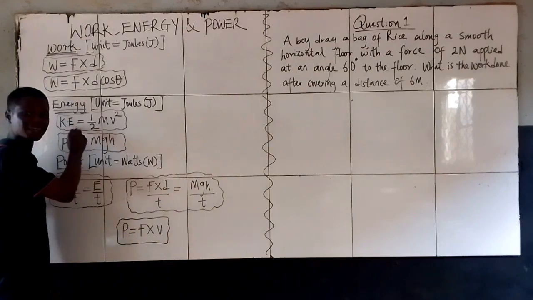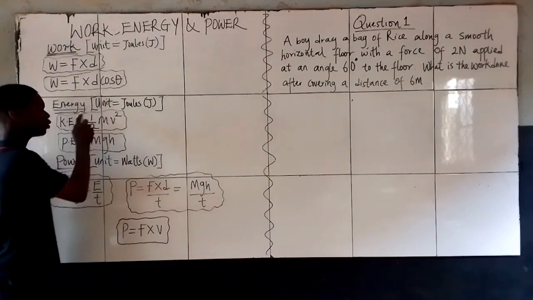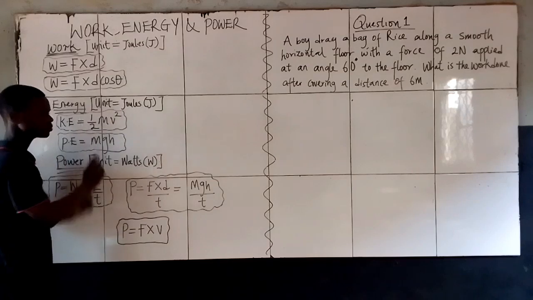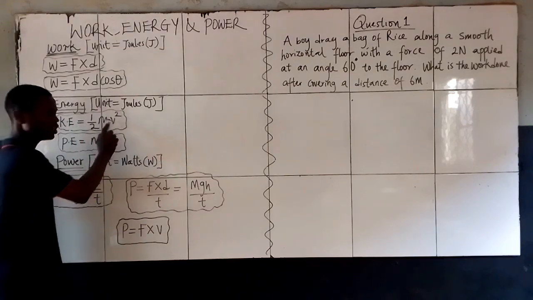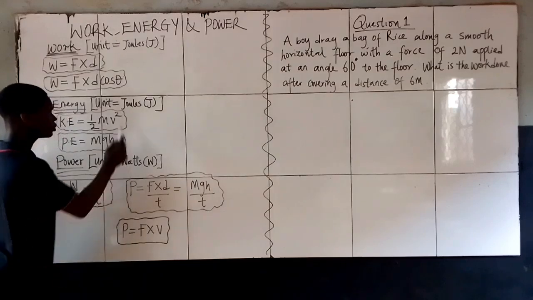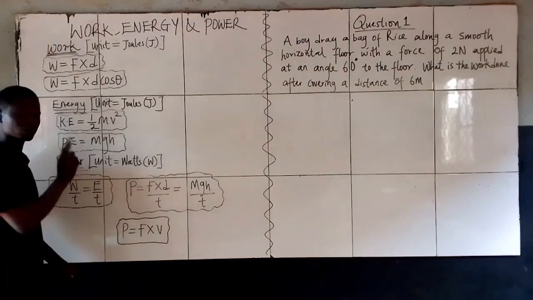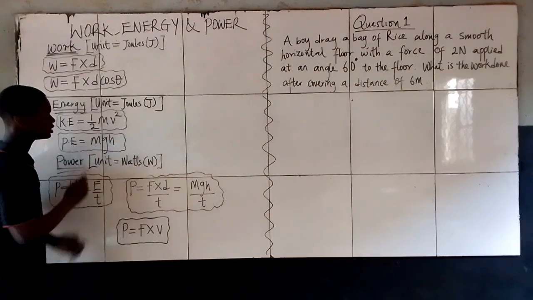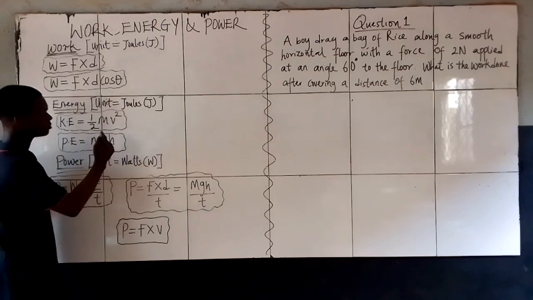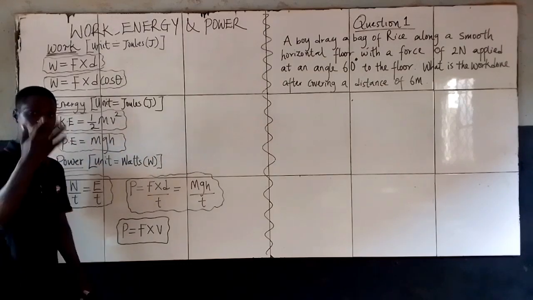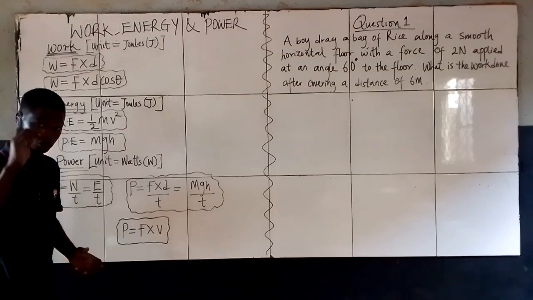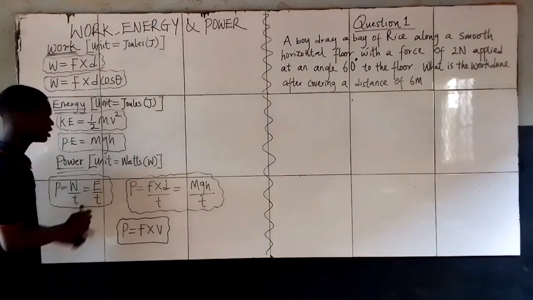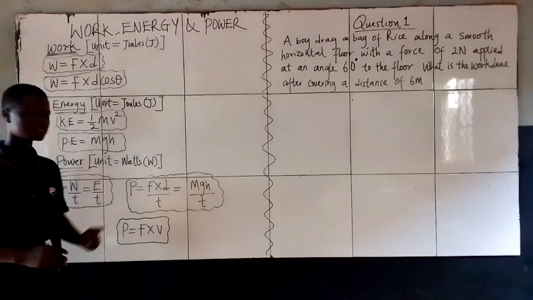For kinetic energy, the formula is one over two, or you say half mv squared, where m is mass and v is velocity, so you're going to square the velocity. Going straight to potential energy, the formula is mass times gravity times height, mgh, and we all know g is in most cases equal to 10 meters per second squared. So it's 10 in most cases.